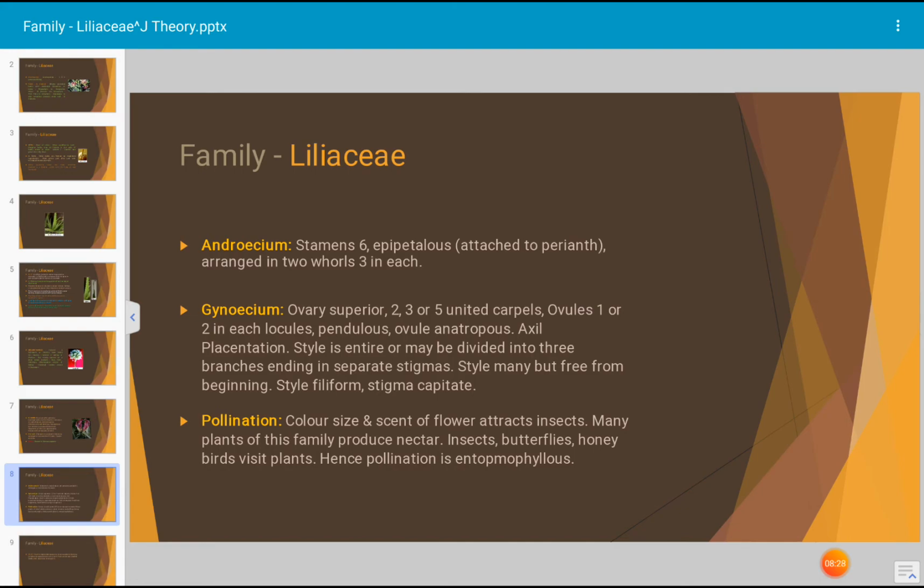Style many but free from the beginning. Style filiform, very thin. Stigma is capitate. Next, pollination in family Liliaceae. Color, size and scent of the flower attract insects. Many plants of this family produce nectar. Insects, butterflies, honeybirds visit the plants. Hence, the pollination is entomophilous.